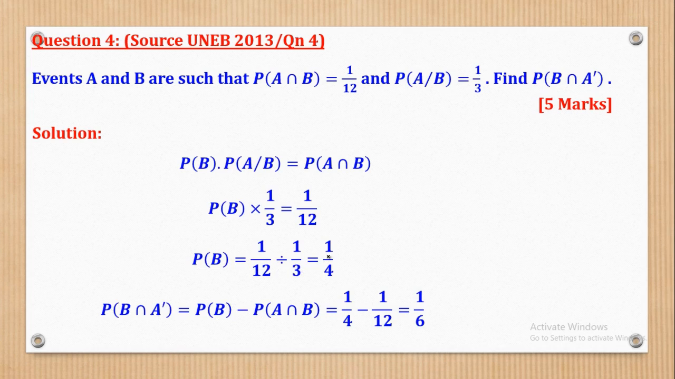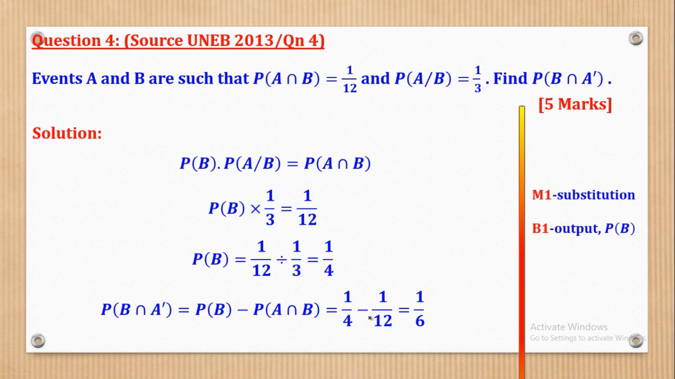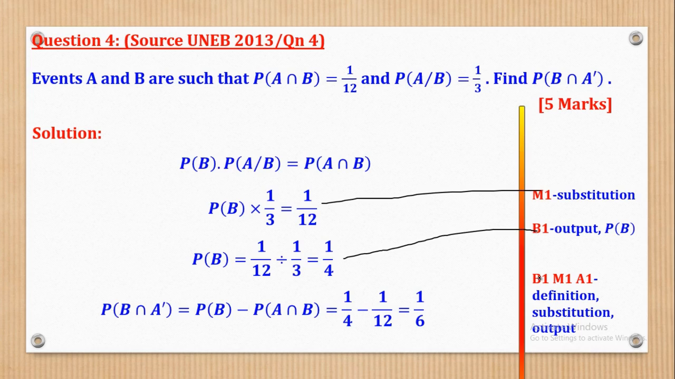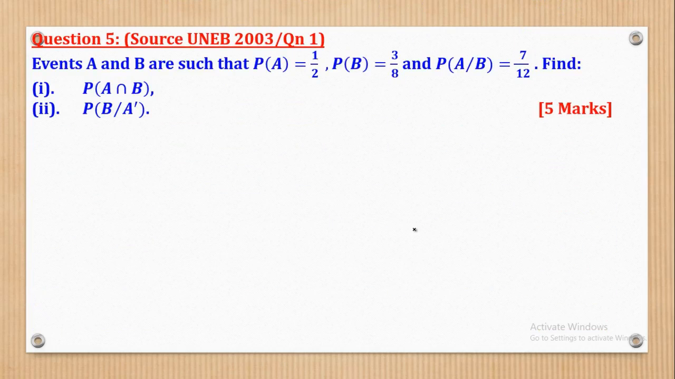Now we shall substitute. Probability of B is that, and probability of A intersection B is that. So when I subtract, I'll come up with 1/6 as my answer. So basically that's what they wanted, and now let's see how marks can be awarded. M1 for this substitution, B1 for this output, B1 for this definition, then M1 for the substitution, and A1 for the output. So that was question 4.